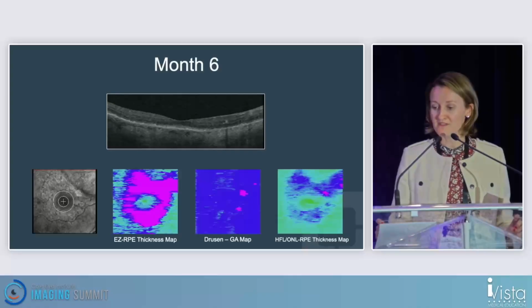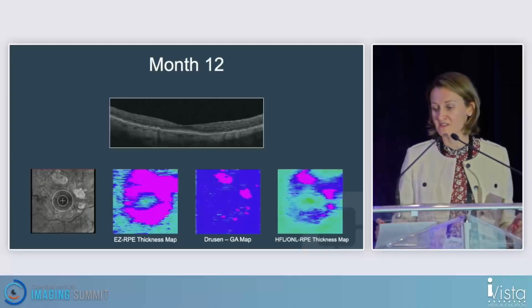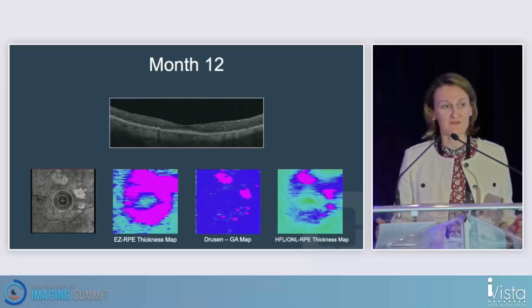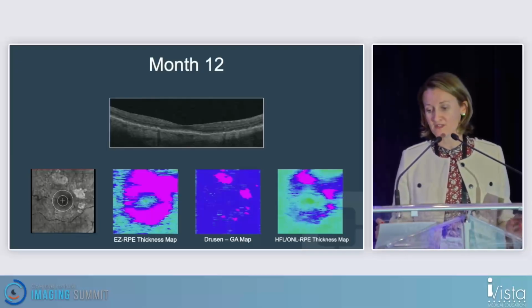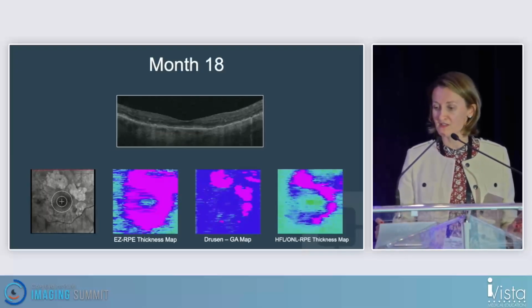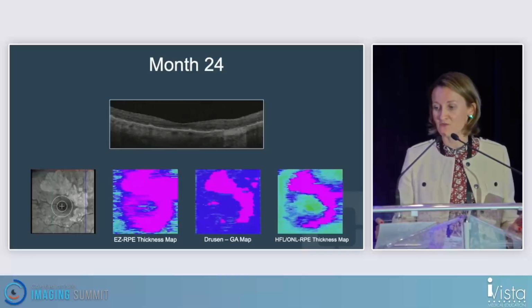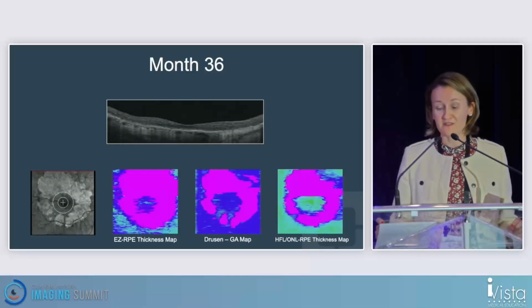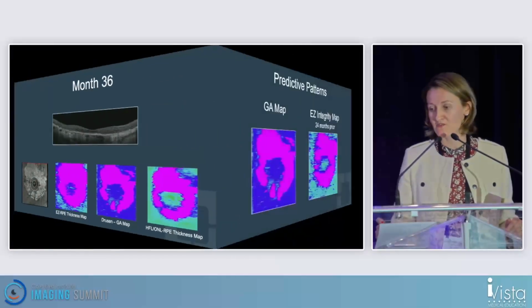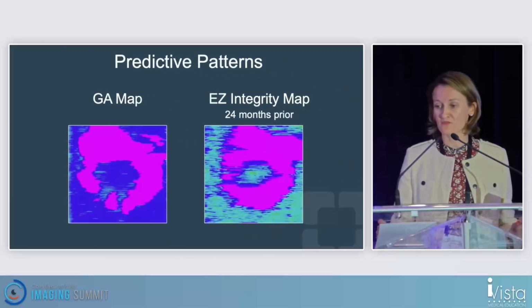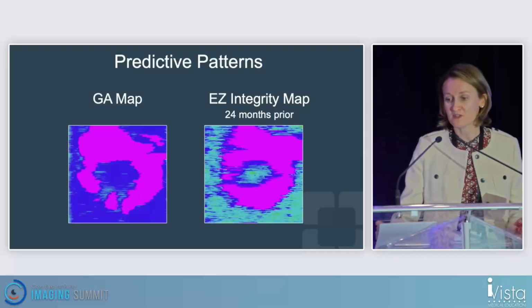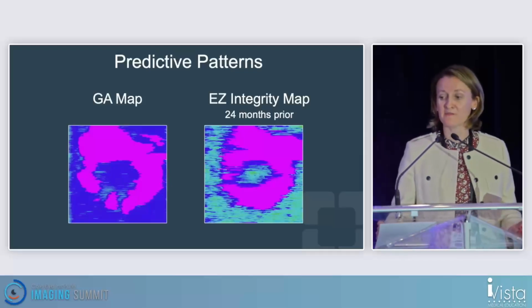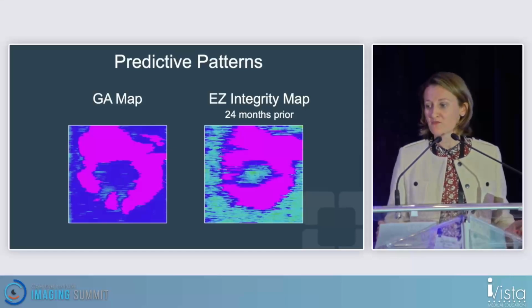You can see at month 6, there's progression of that EZ attenuation and starting to be some development of the geographic atrophy that correlates with the infrared image shown on the left. And you can see how really over the course of 24 and 30 months, 36 months, this patient unfortunately has a lot of atrophy that progresses. But if you go back and look at the predictive patterns, you can see what the GA map ends up as. The EZ integrity map 24 months prior was actually quite predictive of it.